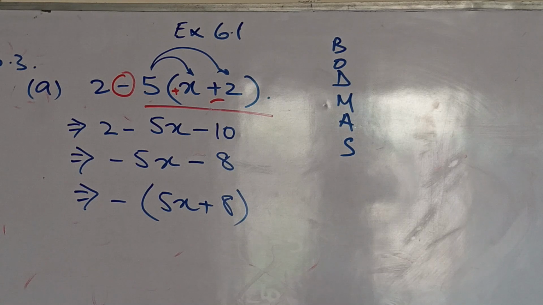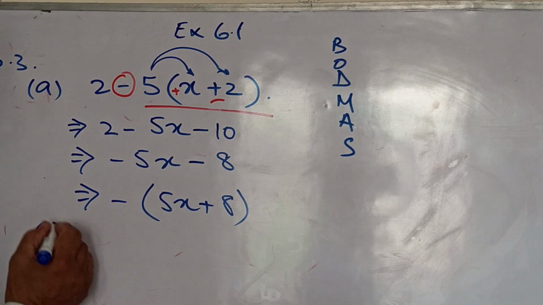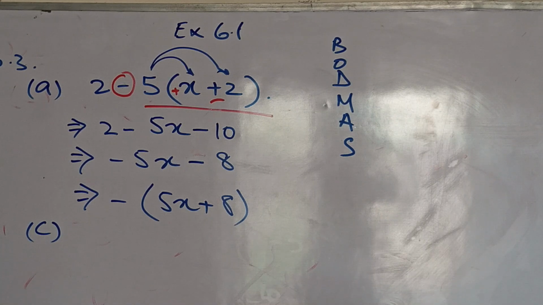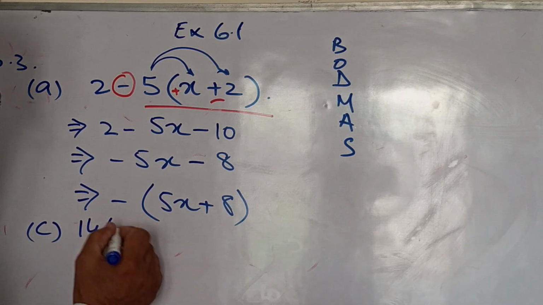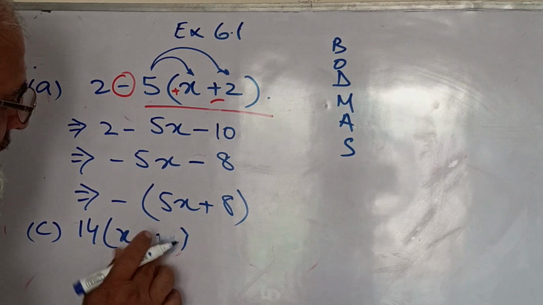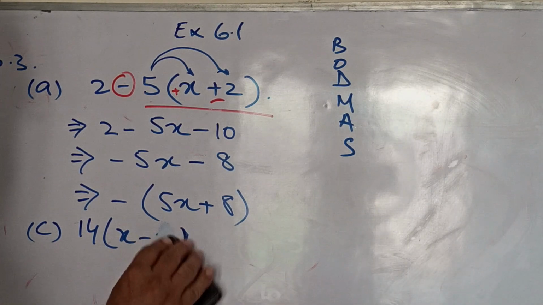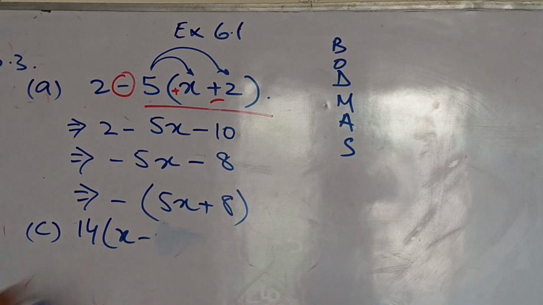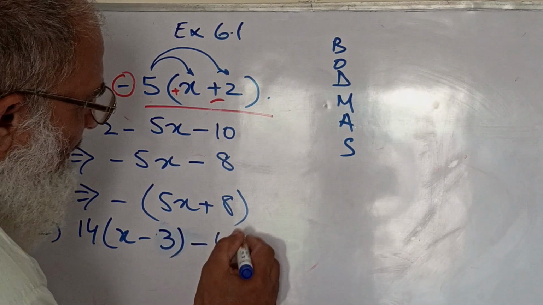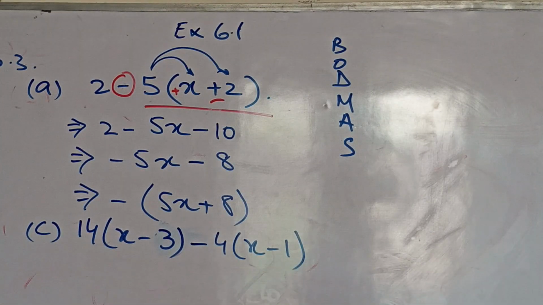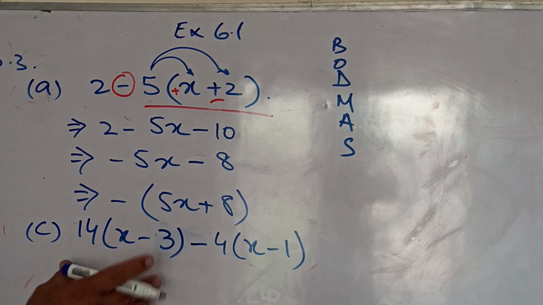Now I'll be doing part number C, and part C says 14x minus 3, and it is again minused with 4x minus 1. Now it is again very easy.